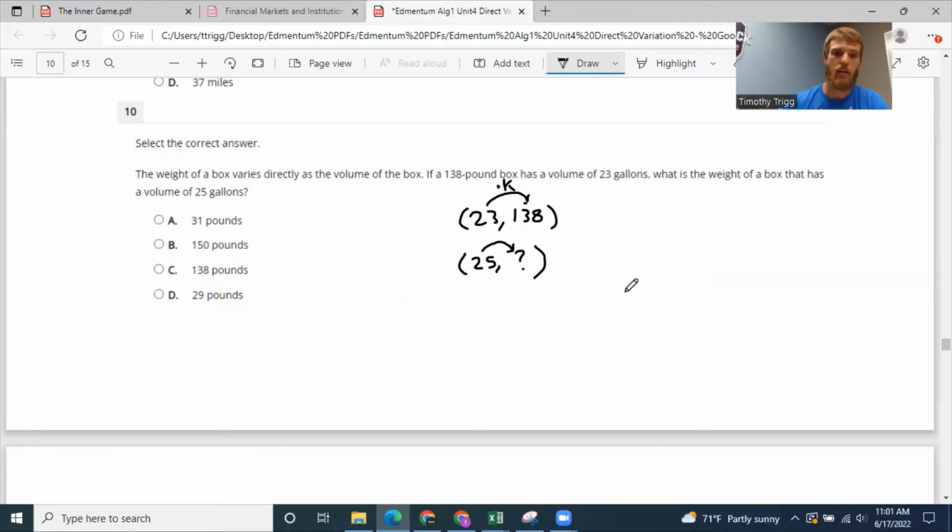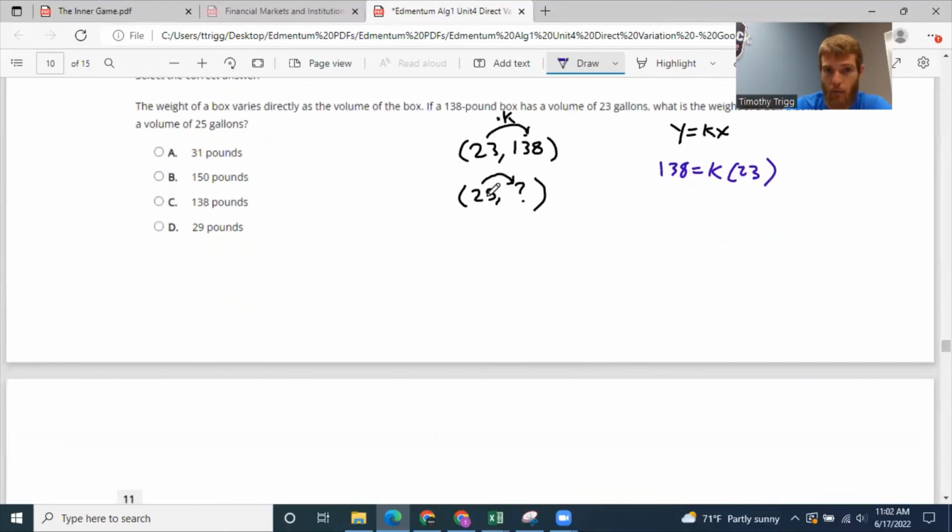Whatever the multiplier is here, that's the same multiplier here, okay? Because it's direct variation. Now, how do I find what K is there? Well, you could think about the equation y equals kx, right? So in this case, that would be 138 equals k times 23, right? Go ahead and divide both sides by 23 to find k. Once you know k, you should be able to figure out what this is.